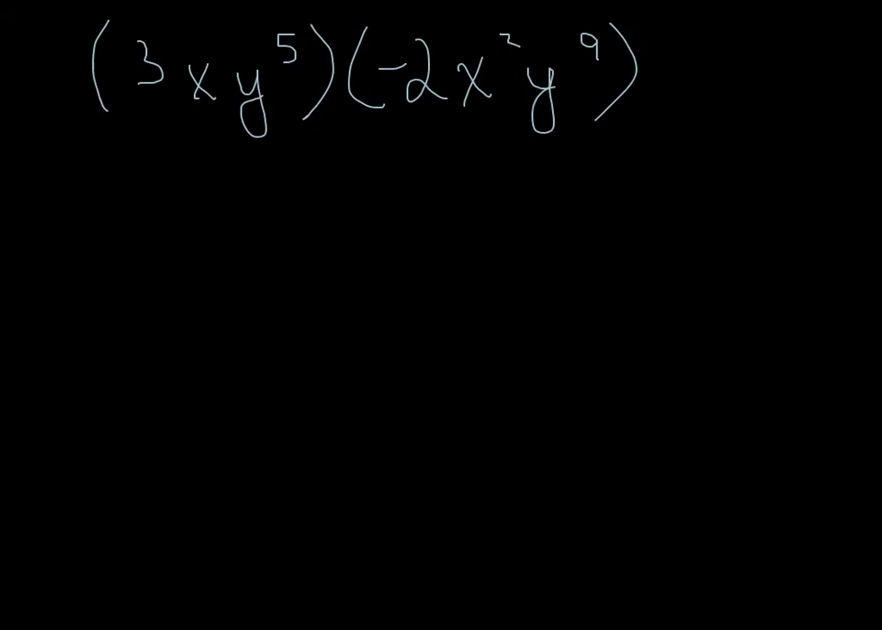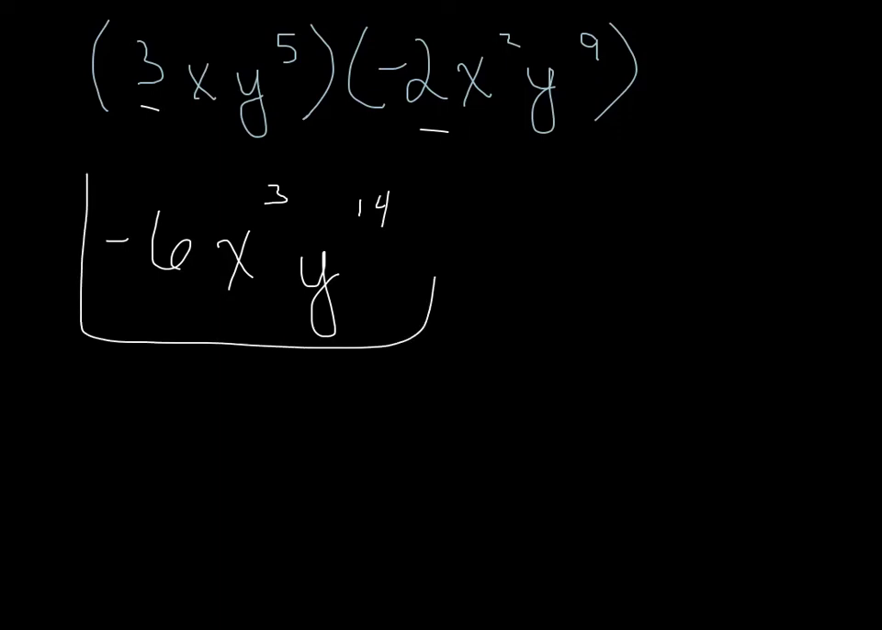So trying that again, and this time I'm going to go right to my final answer. I'm going to see that my coefficients 2 and negative 2 and positive 3 will make negative 6. X and x squared, if I think about that for a moment, it's going to give me x, but it's going to be to the 3rd power, and y to the 14th power. So that is my final answer.